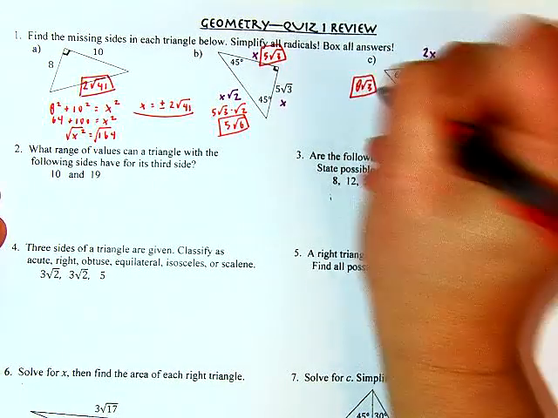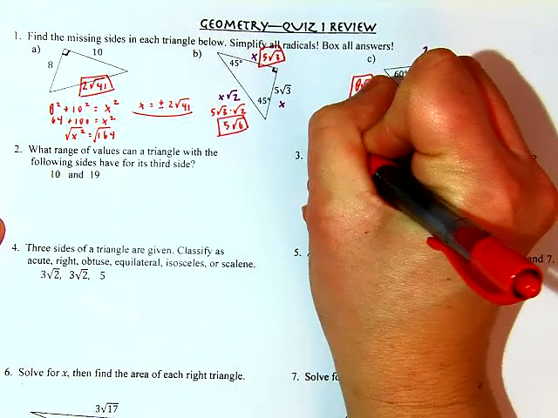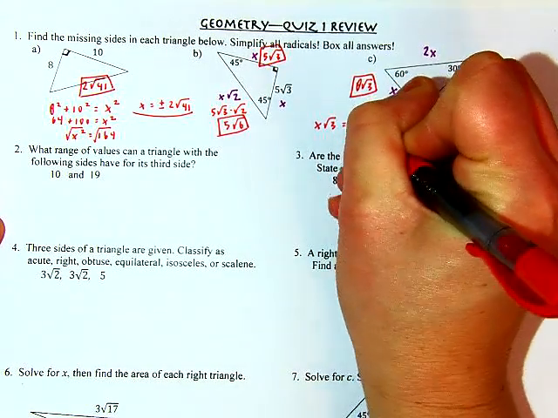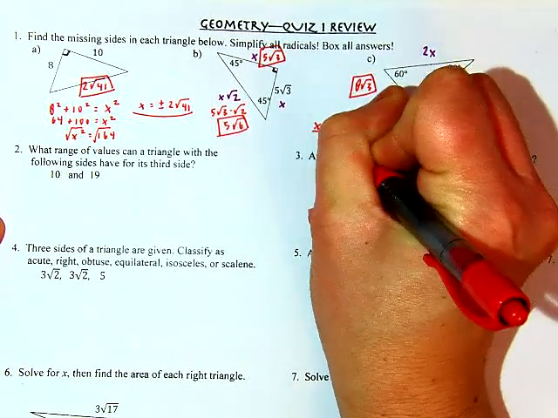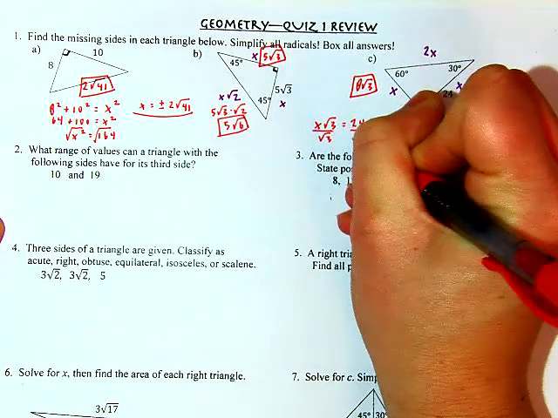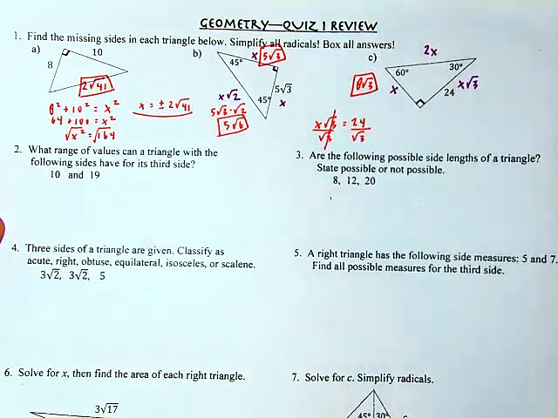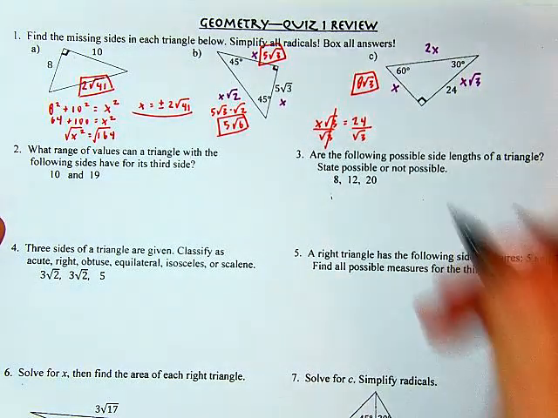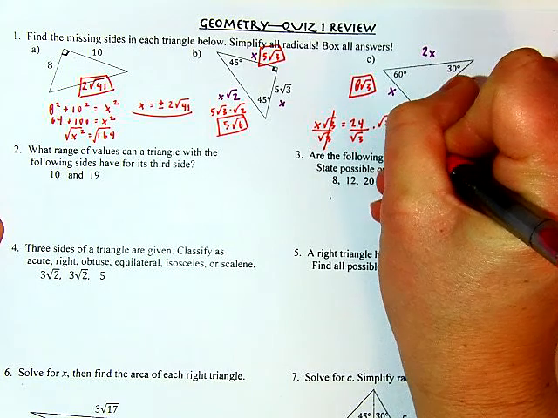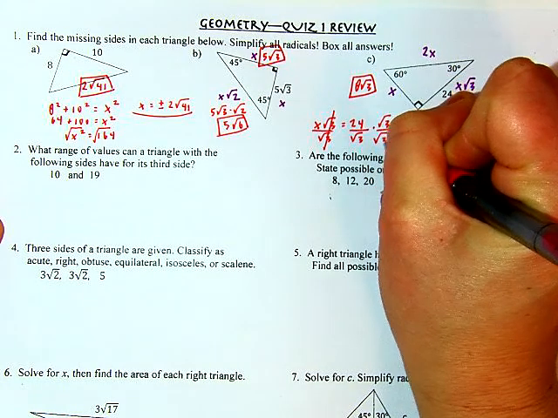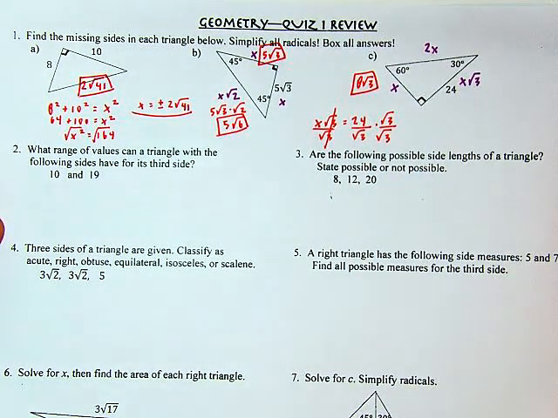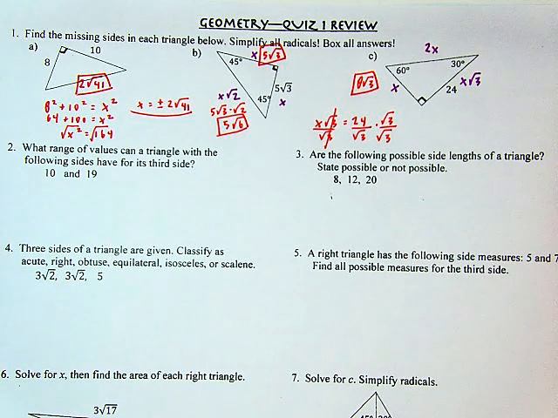Let me remind you of those mechanics. So again, x root 3 equals 24. Divide away the square root of 3. Rationalize the denominator by multiplying by the square root of 3 over itself, right?